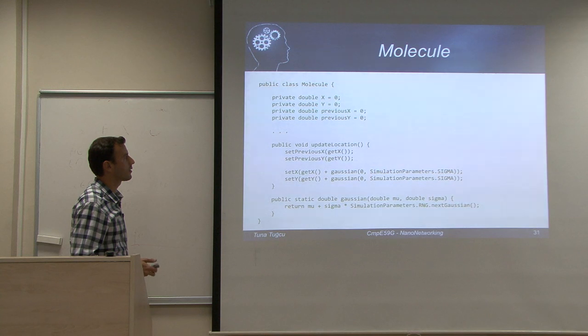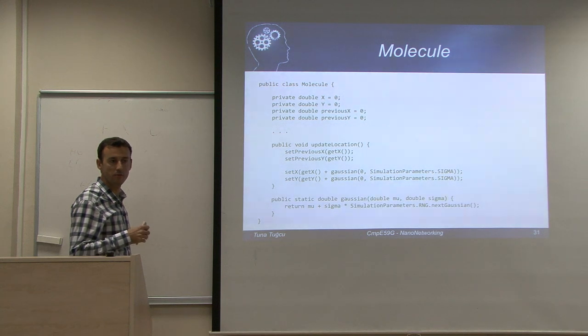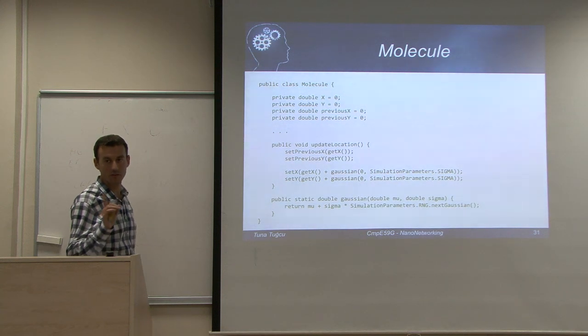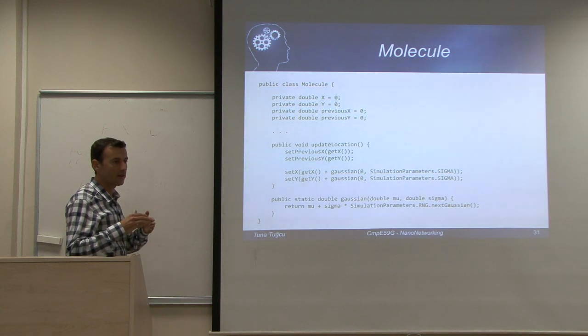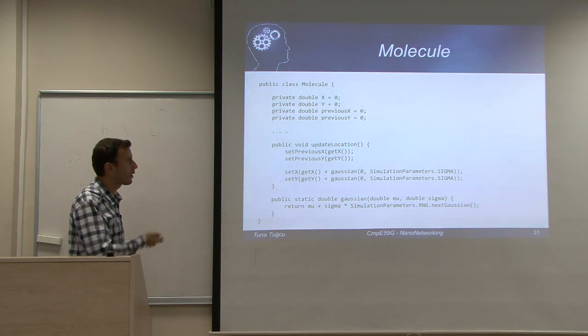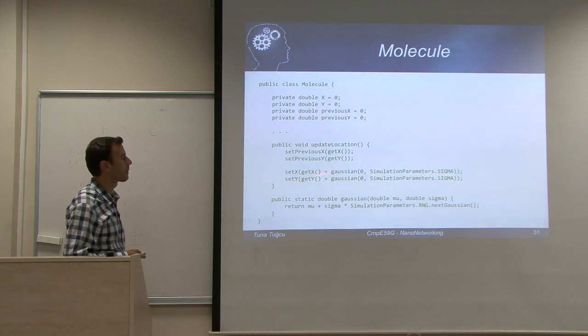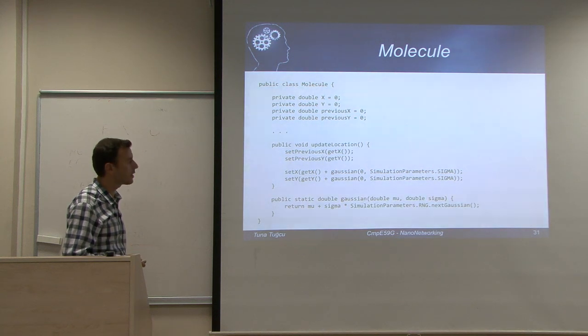Just one thing that we added: the second dimension, Y. Also, in this one, we are not interested in keeping track of so many molecules. We will keep track of one molecule, and we want to keep track of the path. That's why I also want to know the previous coordinates of it, so I add another parameter for this. And in update location, I simply update the previous coordinates.